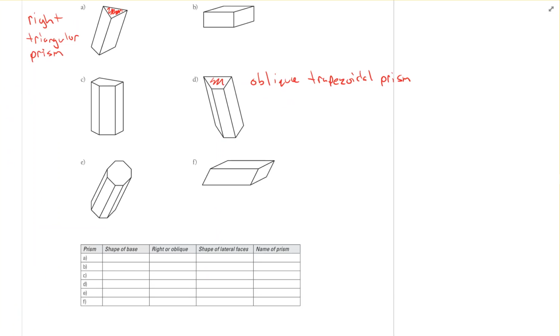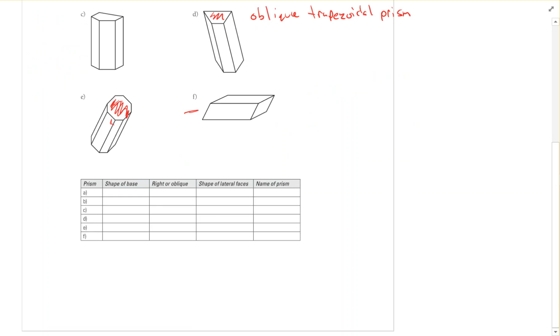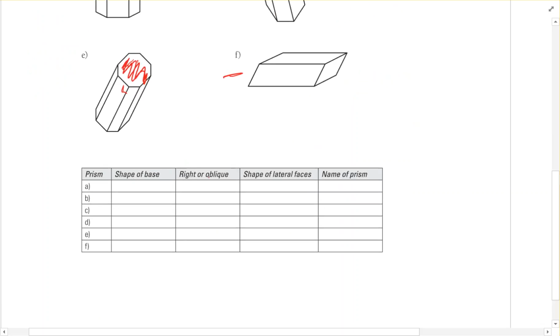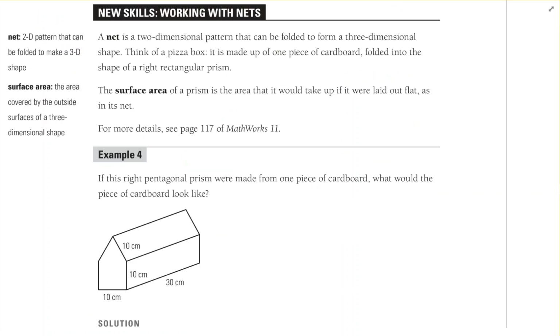Okay, and then this E, well, that's the same kind of shape that's on the stop sign, right? So that's going to be an octagonal, and it's right, so that's going to be a right octagonal prism. And then finally, we've got pretty much the same thing as B for F here, except it's not right, it's oblique. So we'd have an oblique rectangular prism. So write those things in there. I'll let you fill those in now.